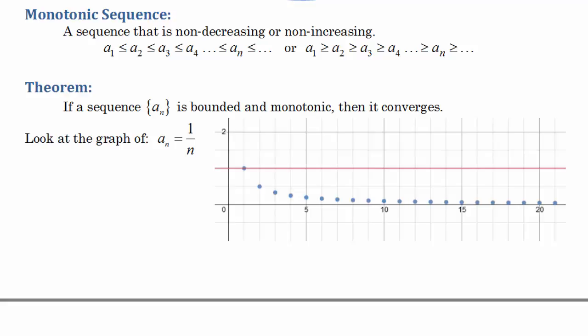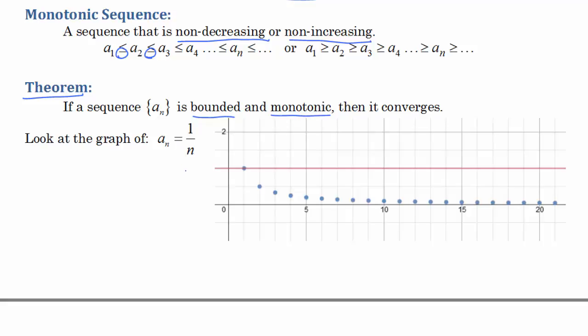Now we need to learn some vocabulary. What is a monotonic sequence? A monotonic sequence is non-decreasing or non-increasing. Non-decreasing sounds like it would increase, but not necessarily, because it could also be equal. So they either stay the same and grow, or stay the same and get smaller. That's a monotonic sequence, and we're going to look at some of those. If a sequence is bounded and monotonic, then it converges.